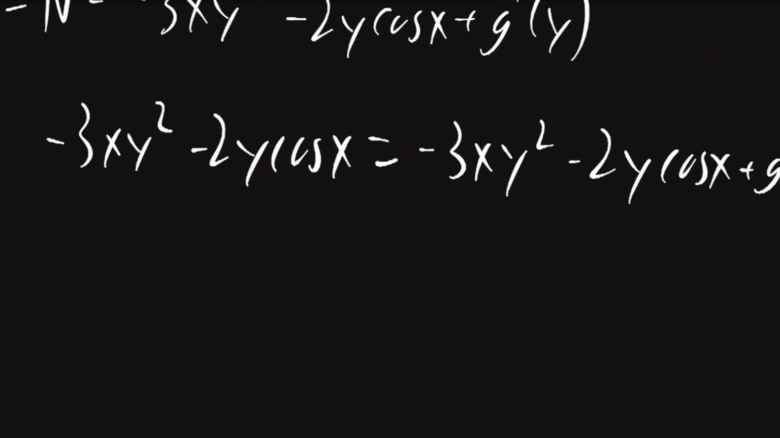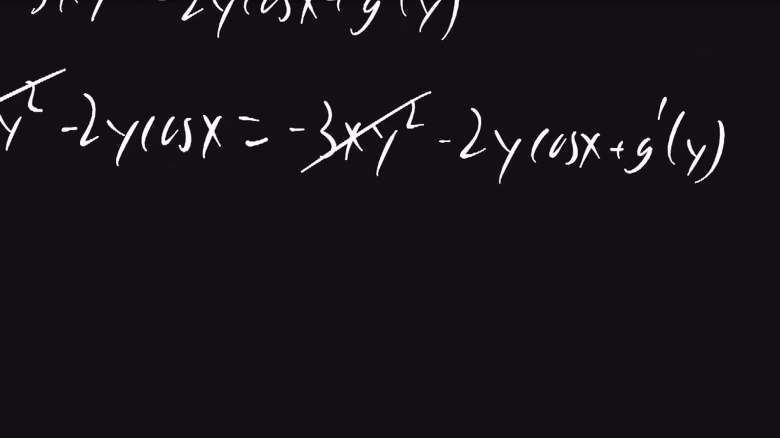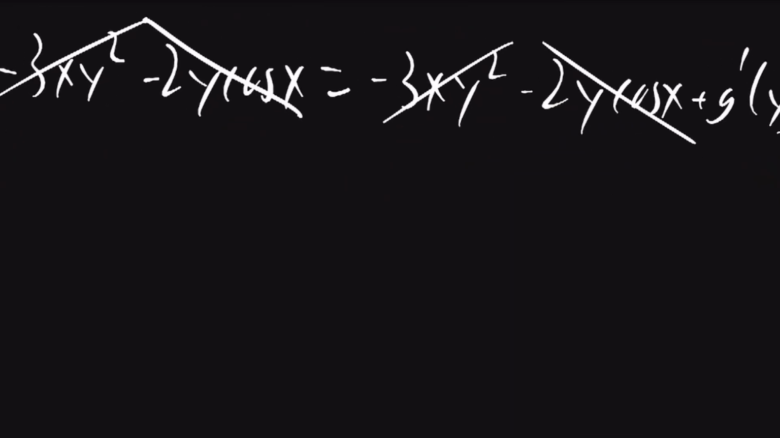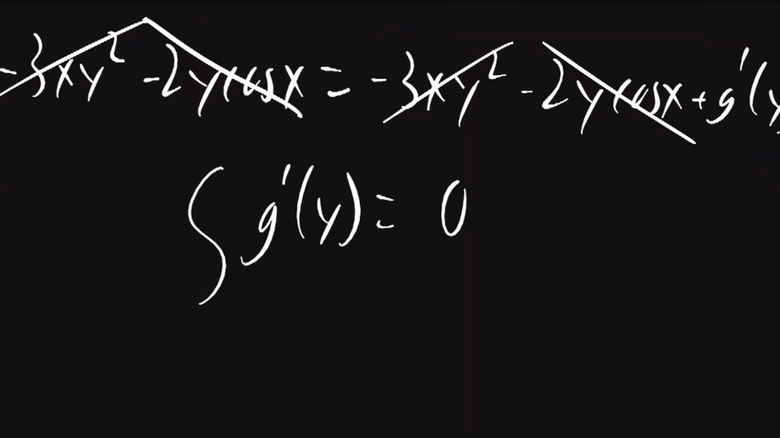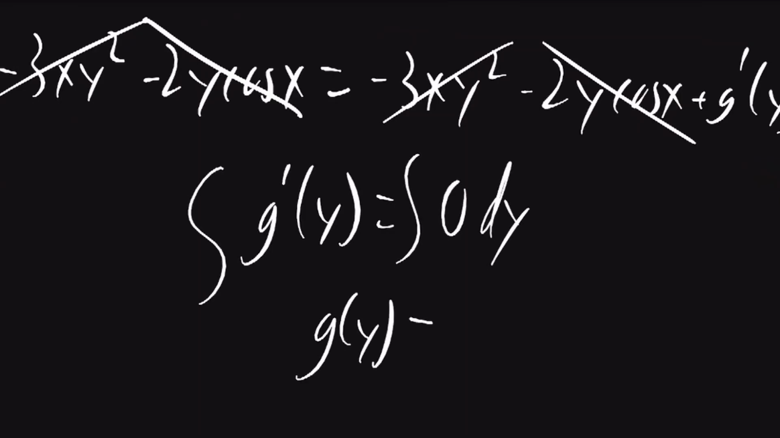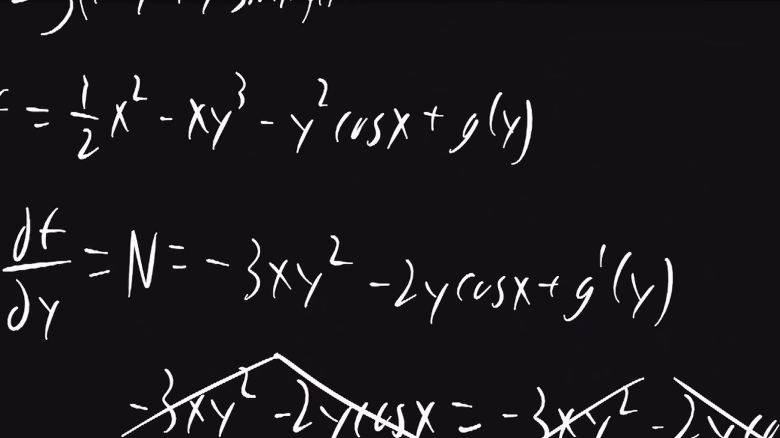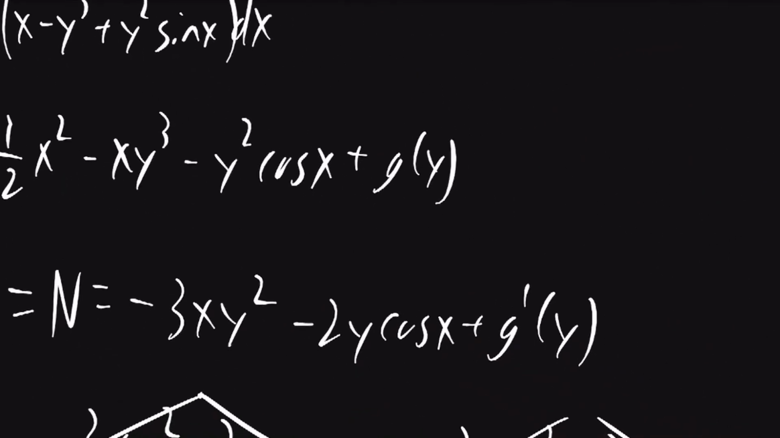And we'll find that this 3xy squared term will cancel, and this negative 2y cosine x term will also cancel, and we'll be left with g prime of y is equal to 0. We can now take the integral of both of these sides with respect to y, and we'll find that g of y is also equal to 0. We can plug this in up here for the function.